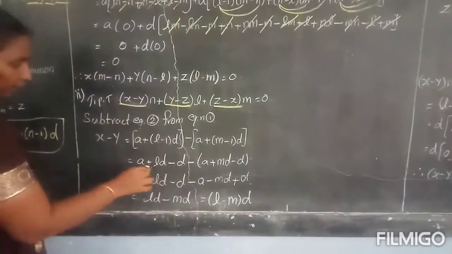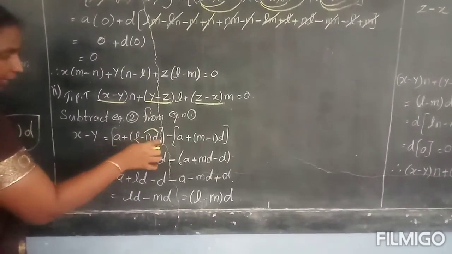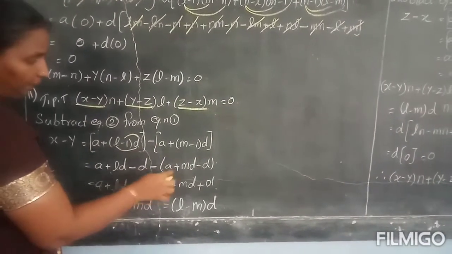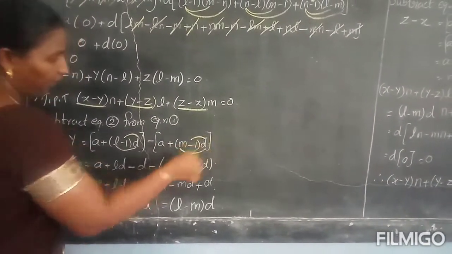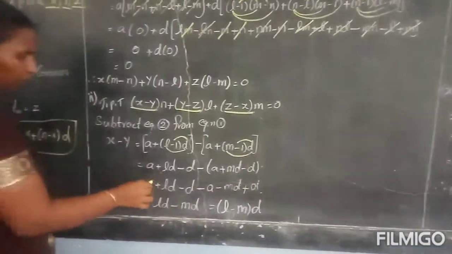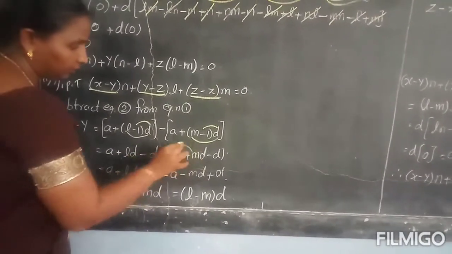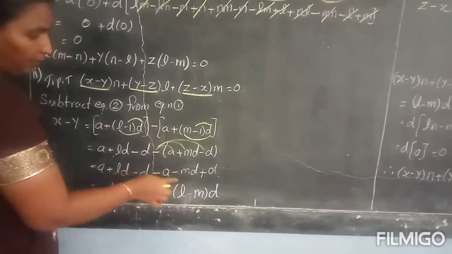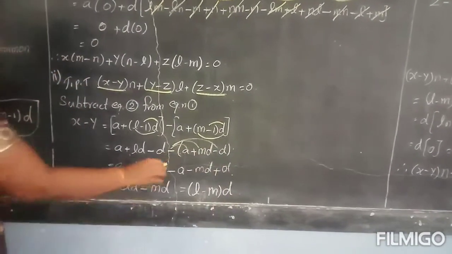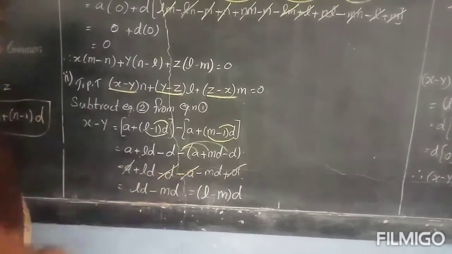So now write A plus, multiply these two: L into D, LD, minus 1 into D, you get minus D. Write the minus as it is. A plus M into D minus 1 into D, that is MD minus D. Now A plus LD minus D, multiply with the minus, you will get minus A minus MD, minus into minus plus D. Okay, so plus D minus D will get cancelled. Plus A minus A will get cancelled.